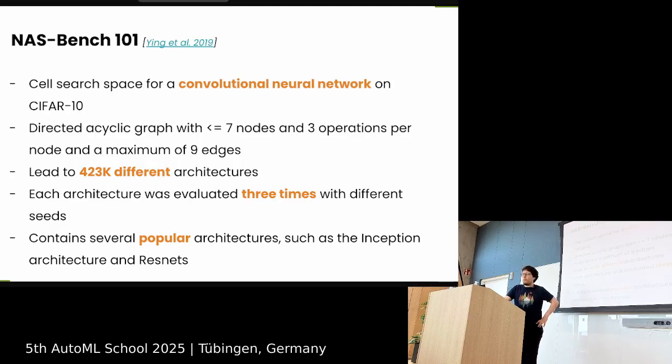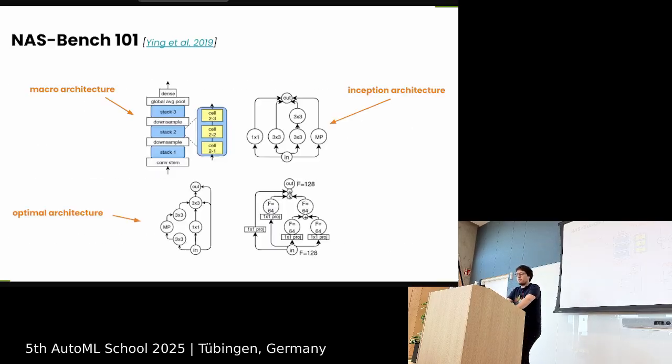Interestingly, the design decision for the search space was a bit challenging, because 7 nodes and 3 operations is not a lot, right? And even though it's a lot of architectures, it's a very small search space actually, and we even had to constrain it further by just allowing a maximum of 9 edges. More edges would have been possible, but then the number would have exploded. And we wanted to make sure that the search space is still powerful enough that it contains architectures such as Inception or ResNets, which were back then state of the art.